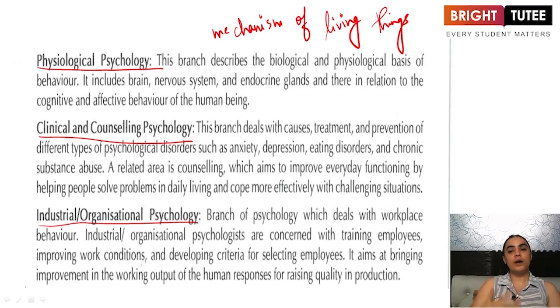They are the ones who actually define the different criteria for selecting the employees. They are basically aiming at improving the work culture and the work environment so that the people who work are able to give the best output to the firm. And if the people are giving their best, the firm obviously is going to benefit out of it. So this is the job of an industrial or an organizational psychologist.